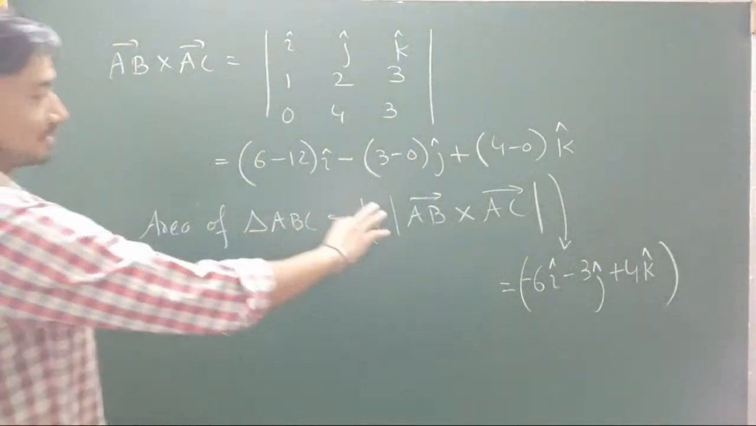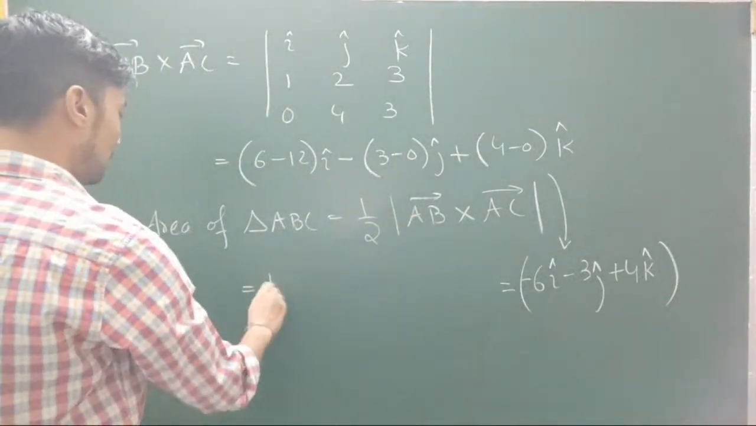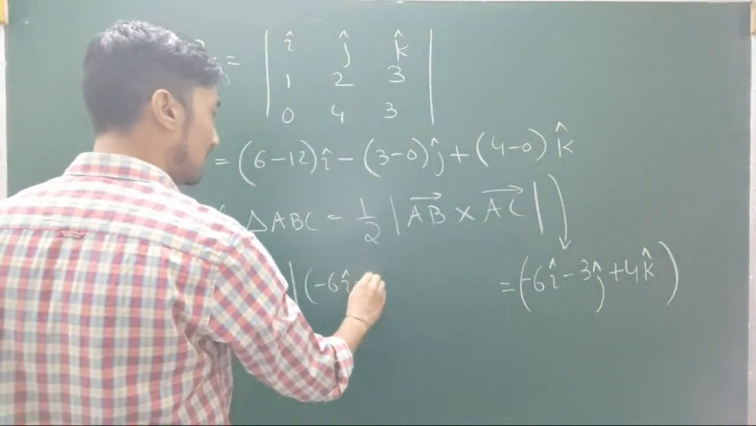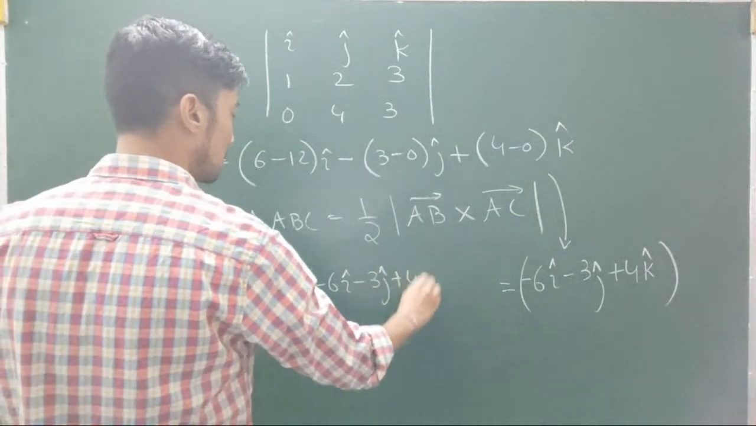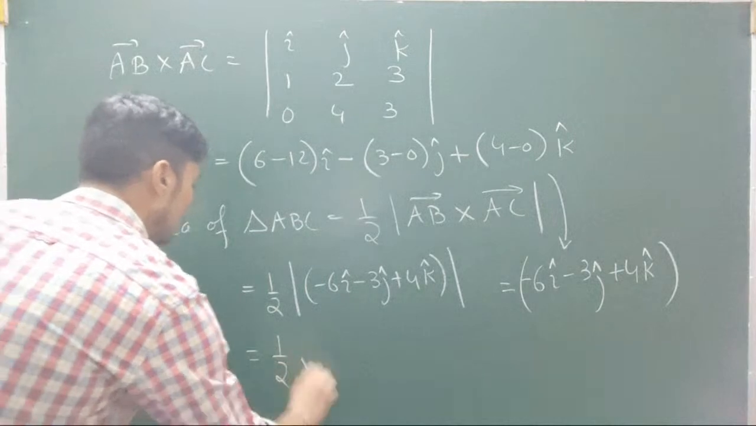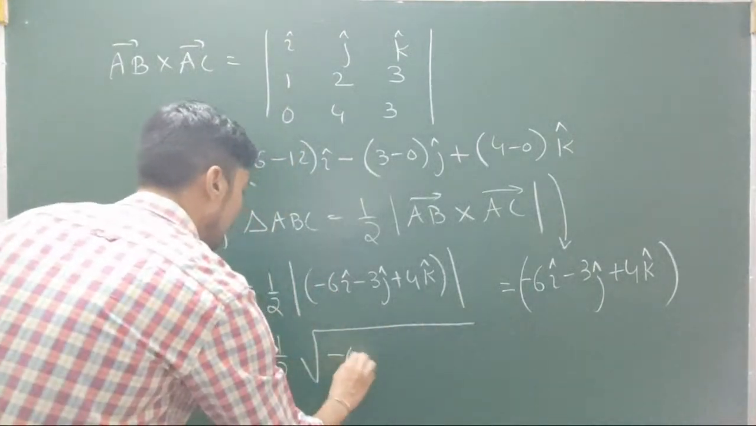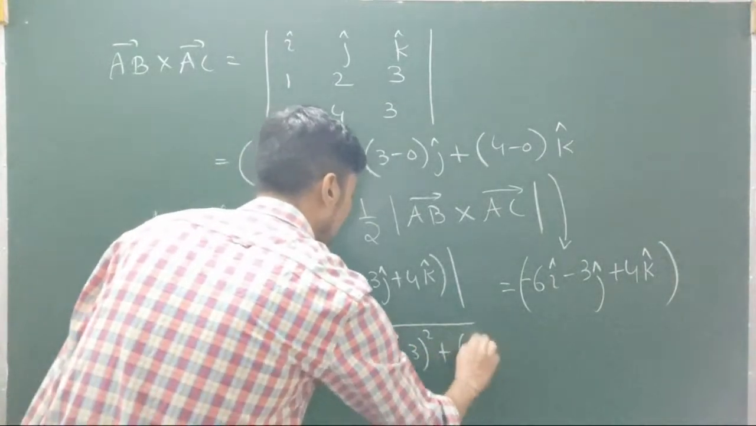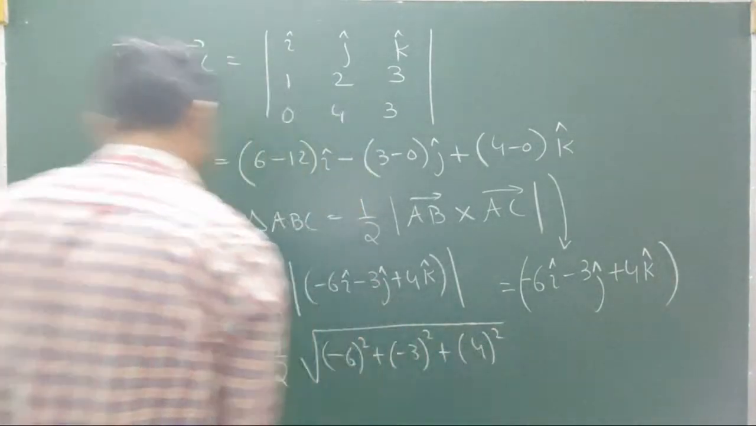So area of triangle ABC is equal to this. So that's going to be 1 by 2 into the magnitude of the vector minus 6i minus 3j plus 4k. So that's going to be 1 by 2 square root of minus 6 square plus minus 3 square plus 4 square.